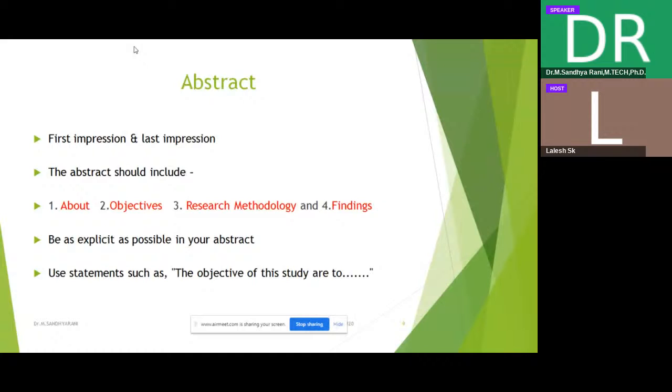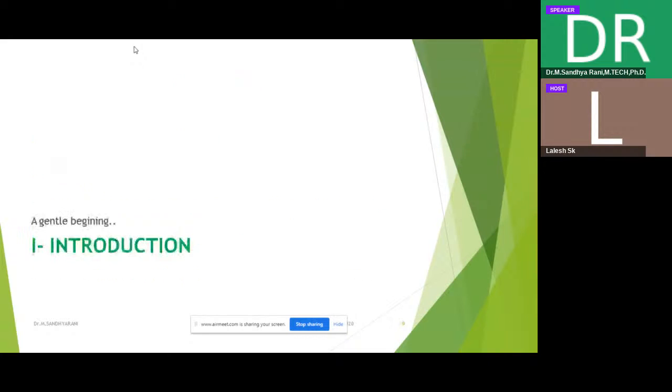In your abstract, you should be as clear as possible and always use straightforward statements like "the objective of the study is..." You have to be very clear. You have to add the keywords of your paper in the abstract. This is the clear idea about the first point, title and abstract, out of the 10 points.